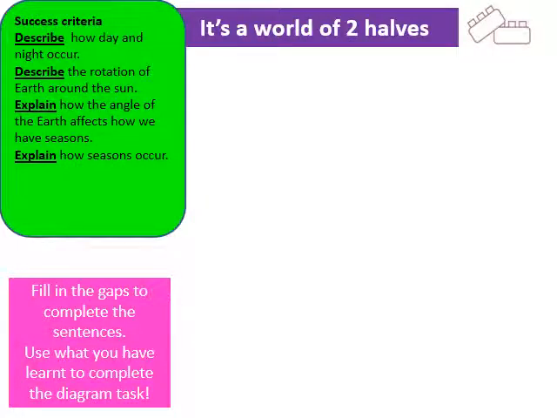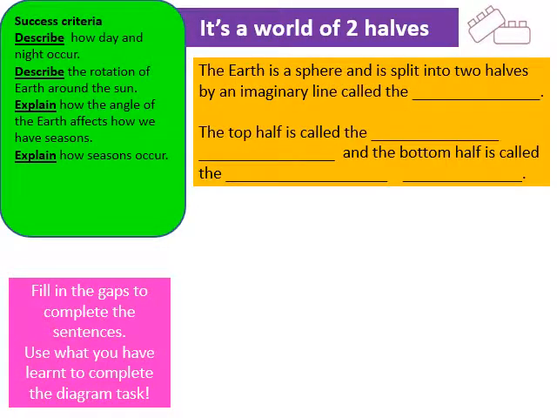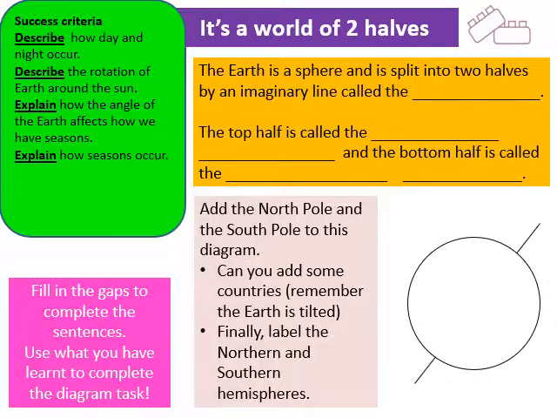So what I'd like you to do now is use what you've learnt so far from the video and the previous slide to have a go at completing that paragraph by filling in the gaps. You should have some nice complete full sentences then, and then you can move on to have a go at the diagram task. All you need to do is label the North and South Pole and your northern and southern hemispheres. If you want to add a few countries to help you out, then by all means do.